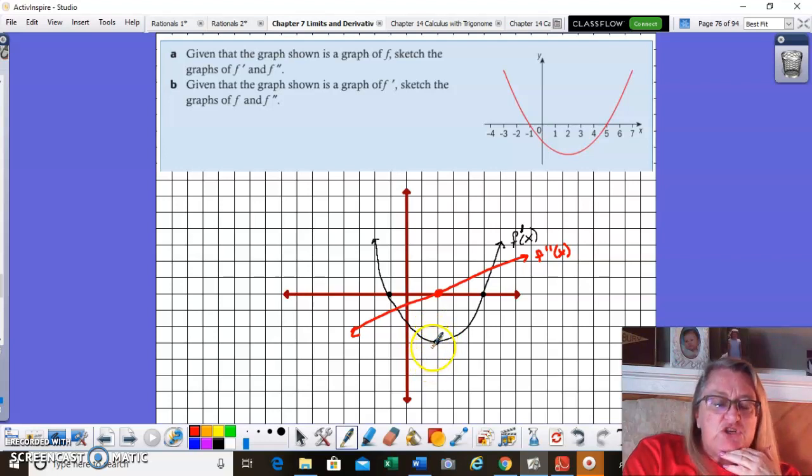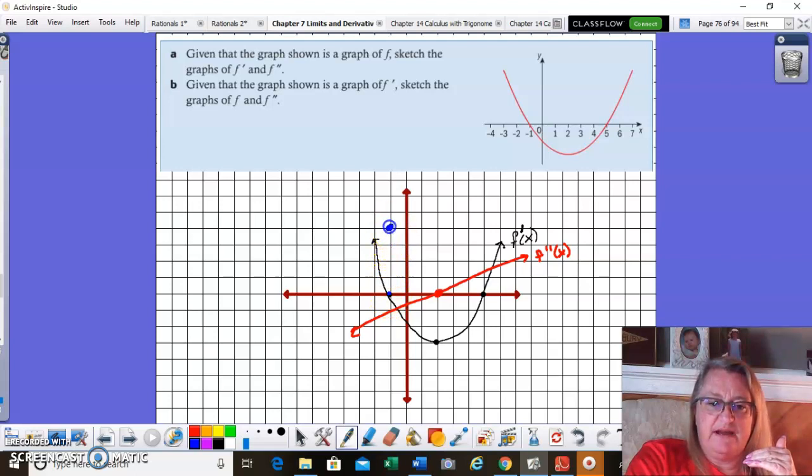Okay, so in order for the derivative to be at 0, that means this spot right here was either a maximum or a minimum. The way we tell whether it was a maximum or minimum is what happens before and after it. Before it, it was above the x-axis, so that means it was positive, and after it was negative. Okay, so a positive to a negative means that should be a maximum point.